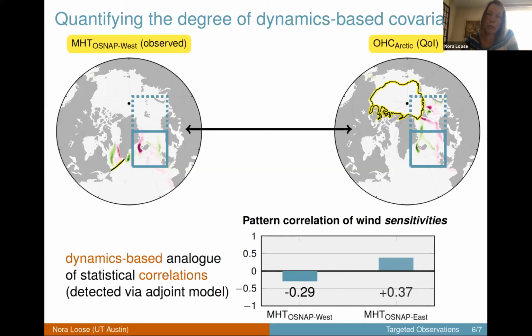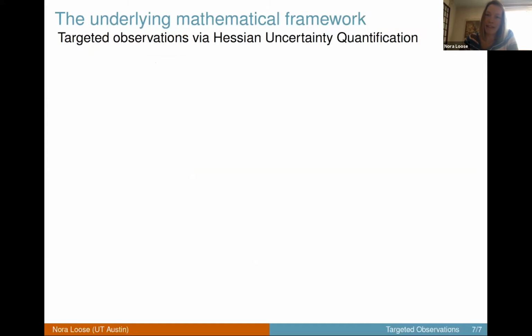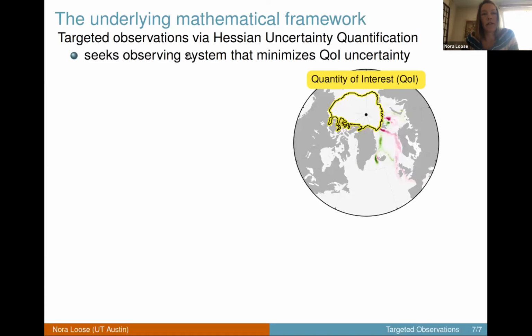So on my last slide, let me explain how what I've shown you links to its underlying mathematical framework, Hessian uncertainty quantification. The Hessian matrix quantifies uncertainty in our underlying data assimilation framework, our ocean state estimate. So Hessian uncertainty quantification seeks to design an observing system that minimizes the uncertainty in our quantity of interest.